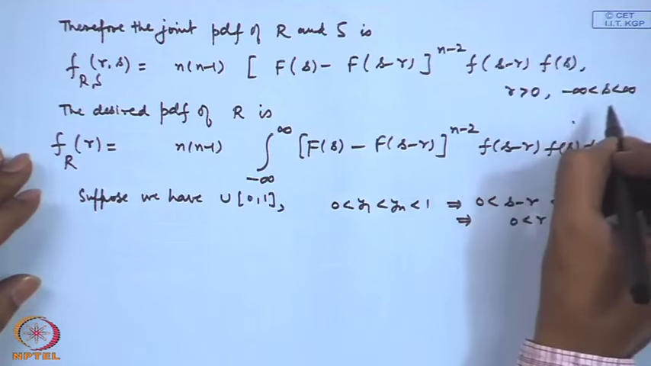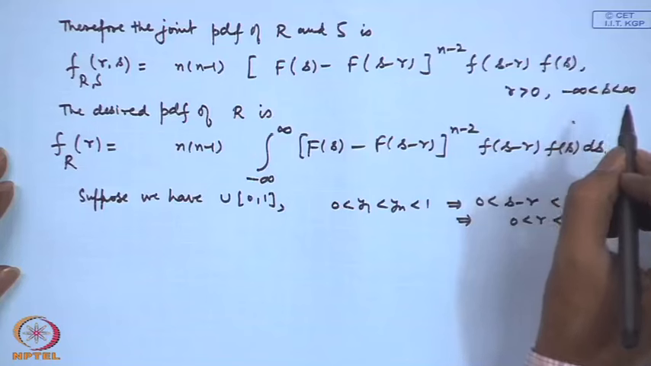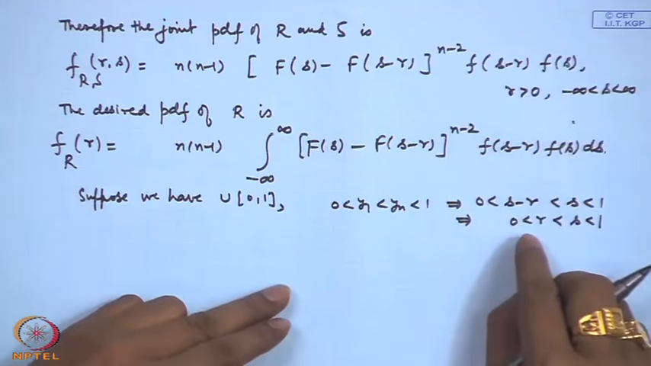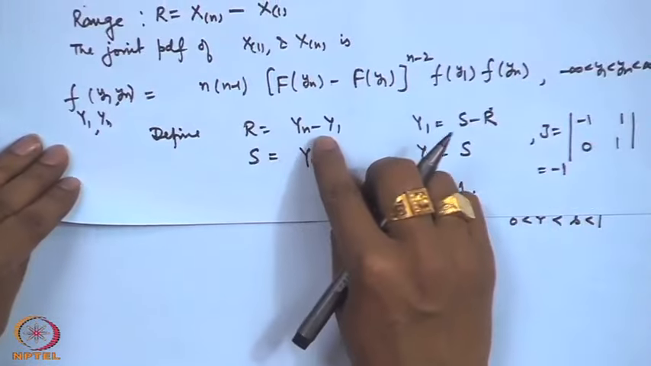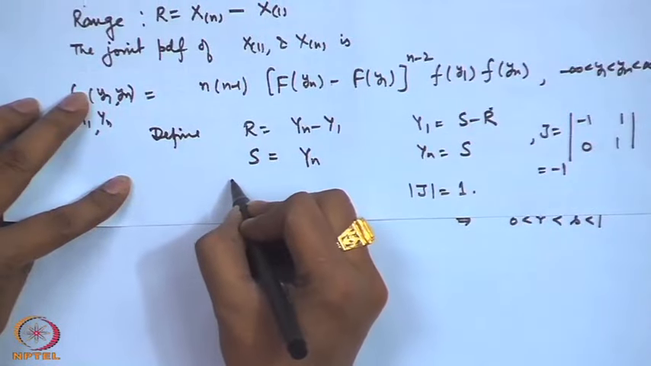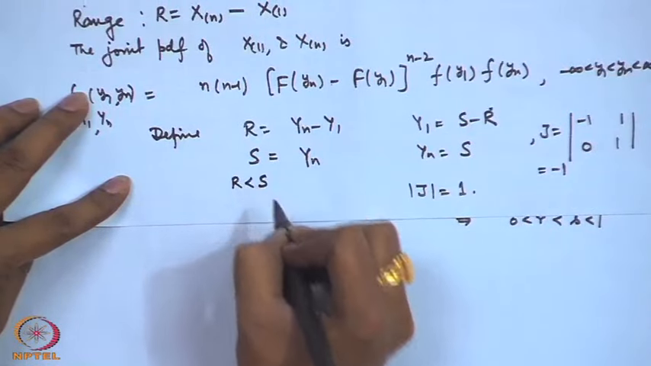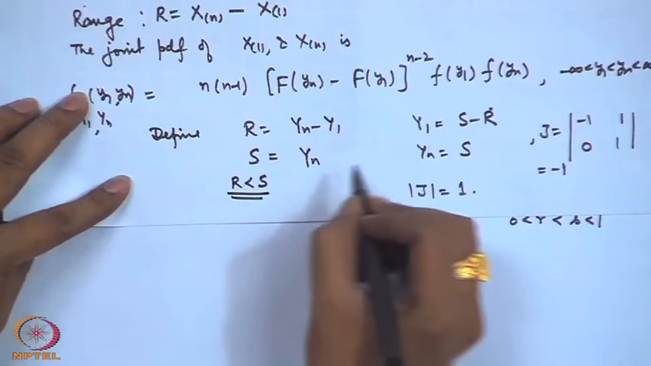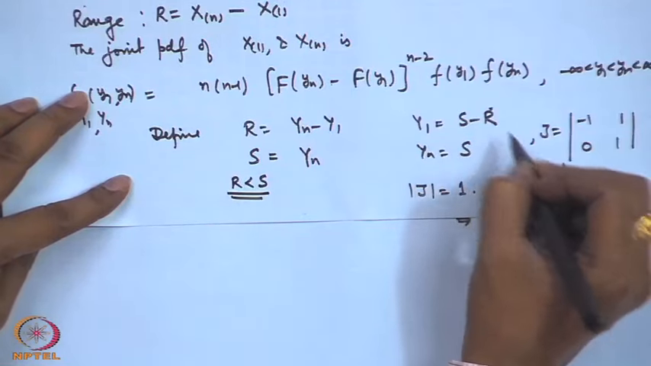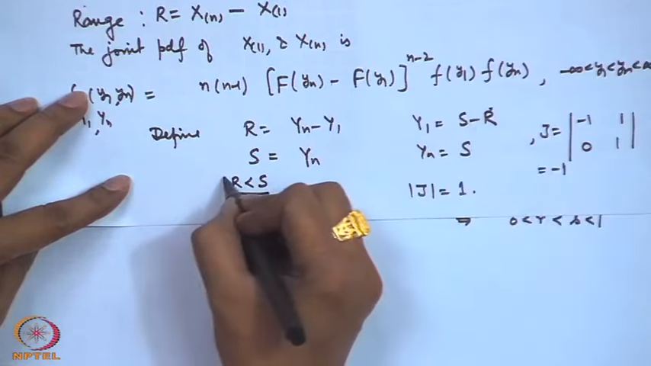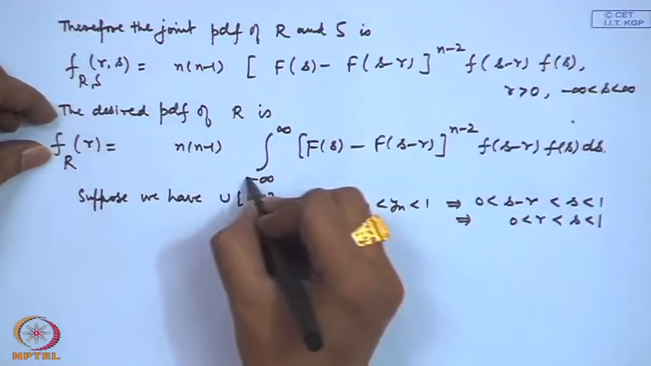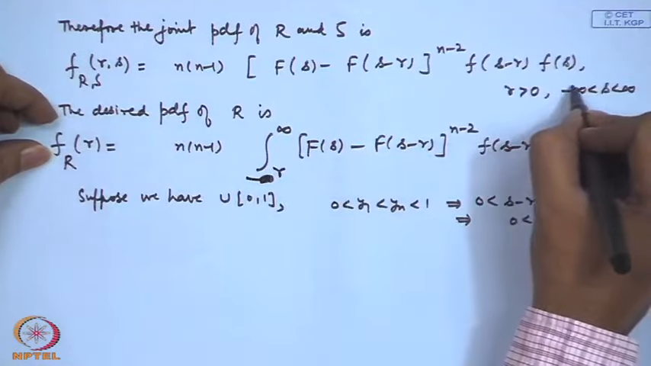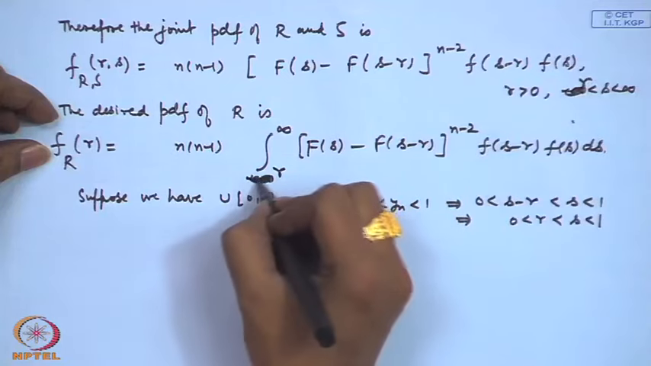Yeah, so there is a small error here, because if I put the lower limit here, we are actually getting r less than s, that is coming here, and at the same time from the second one r is greater than 0 also. So, when we do this one, this should be from r. So, this was an error here.